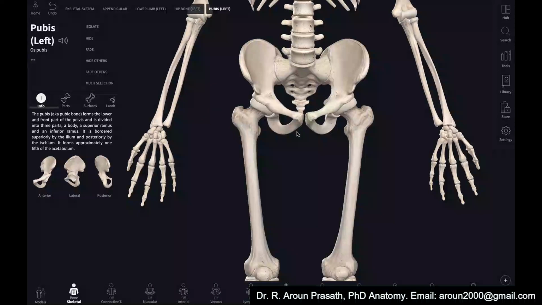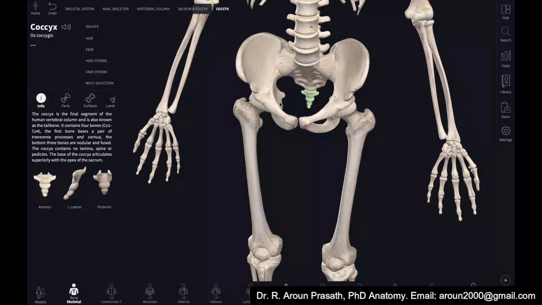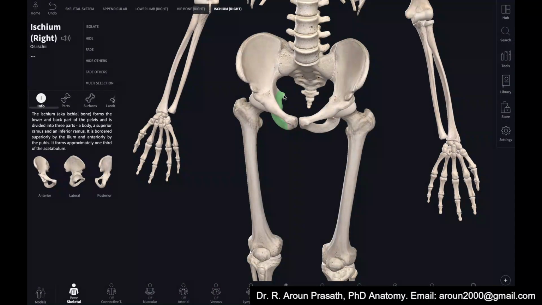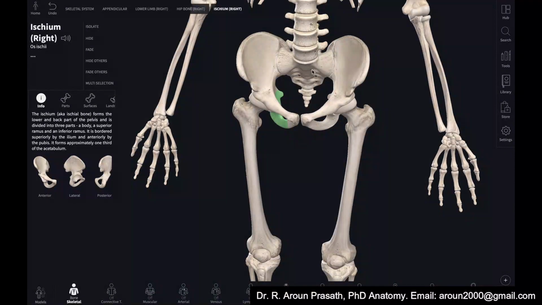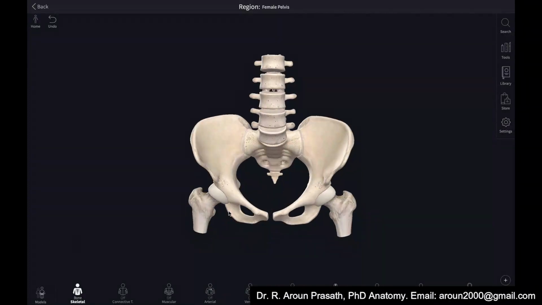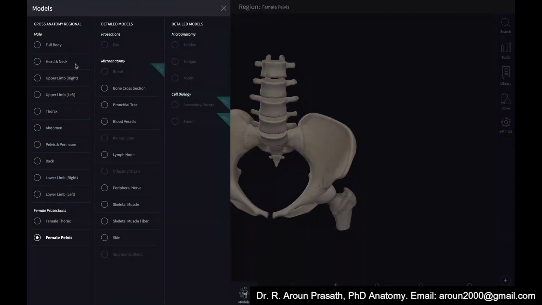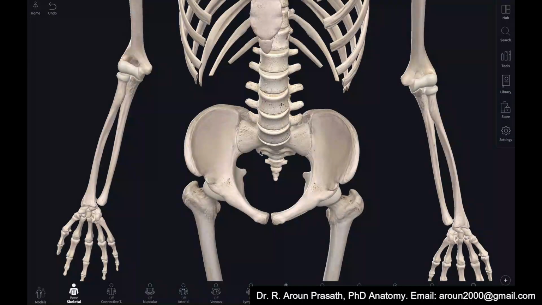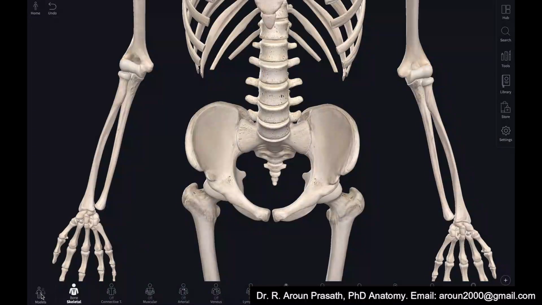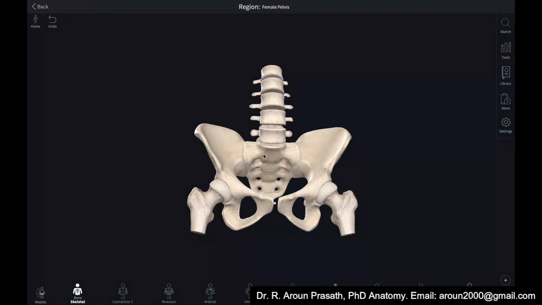There are a few differences, like the coccyx will be everted in females, and inverted in males. The ischial spine will be inverted in males, and projecting outwards in females, and this diameter will be more in females. I can show you the female pelvic model. See, this is a female pelvis. You can see a broad pelvic room, whereas in the male pelvis you cannot see such a broad pelvic room. So this is the difference between the male and the female. There are many differences that we will see separately.